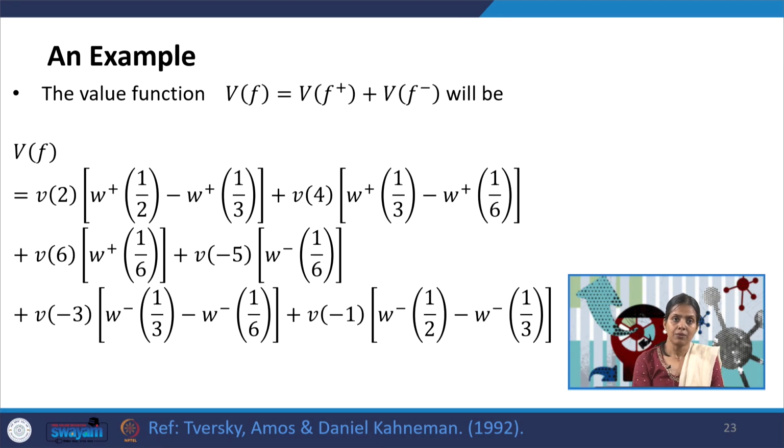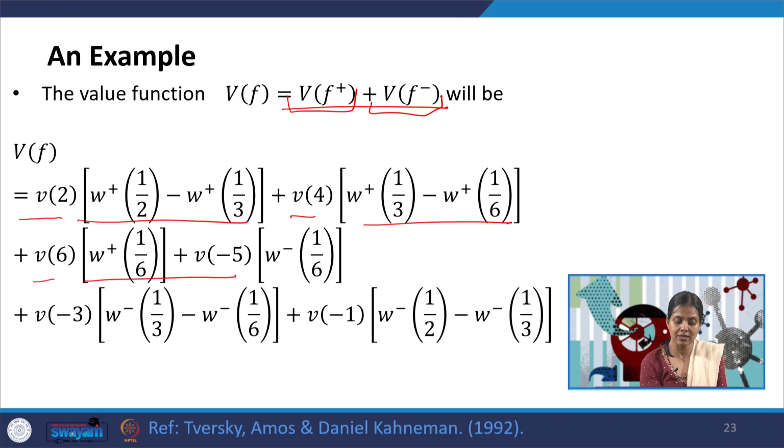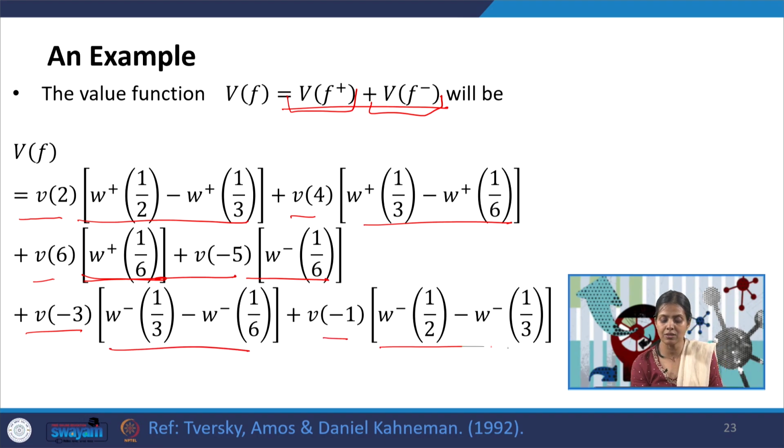So, the value function Vf, which is basically Vf plus and Vf minus, we are going to now add these two that we have derived in the previous slide. That is how we have V2 with its decision weight, V4 with its decision weight, V6 with its decision weight, and then the V minus f: V minus 5 decision weight, V minus 3 decision weight, V minus 1 decision weight.